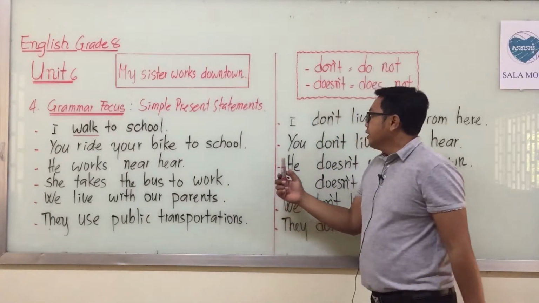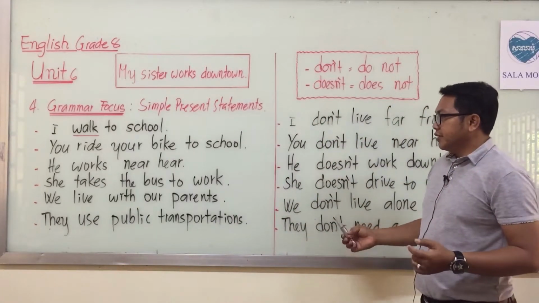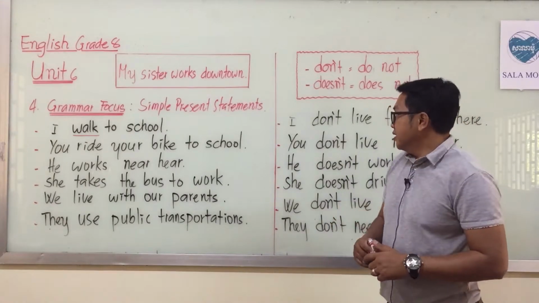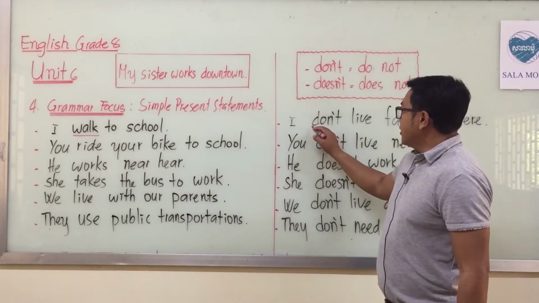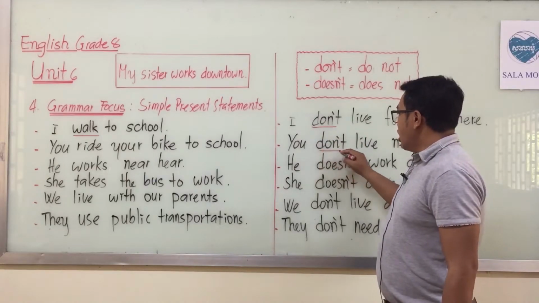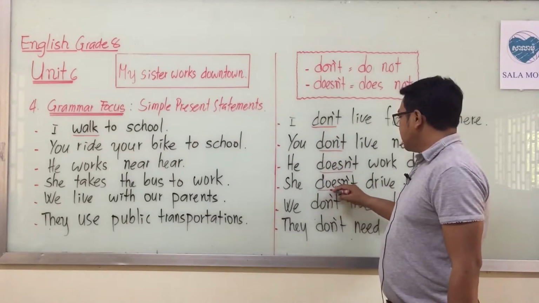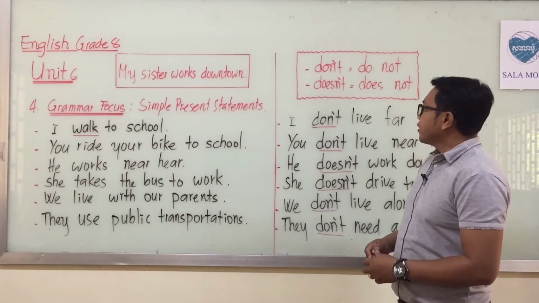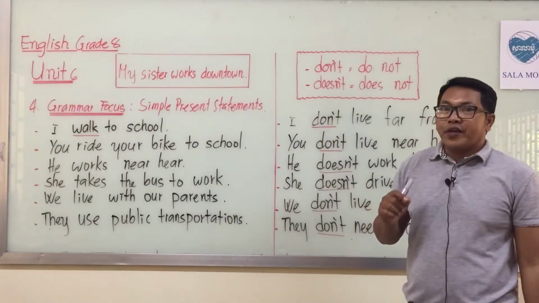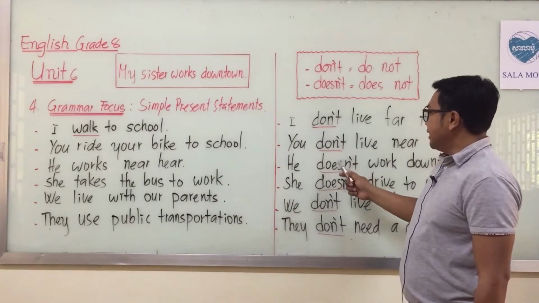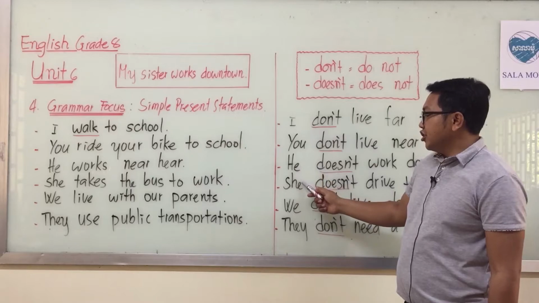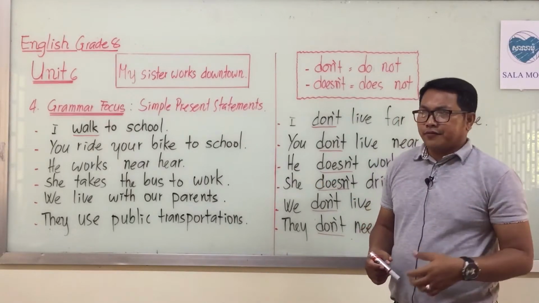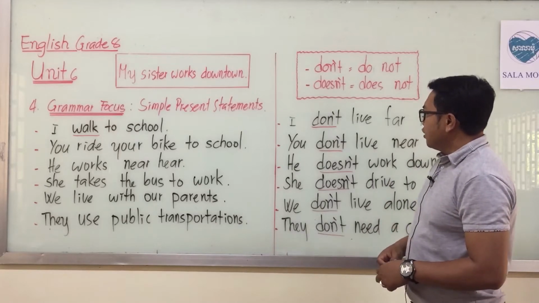And the next one, we have don't and doesn't. It is a kind of negative statement. Okay, don't, doesn't. We use don't with I, we, you, they. And doesn't, we use with he, she, and it. Okay, I have told you already in the last video.